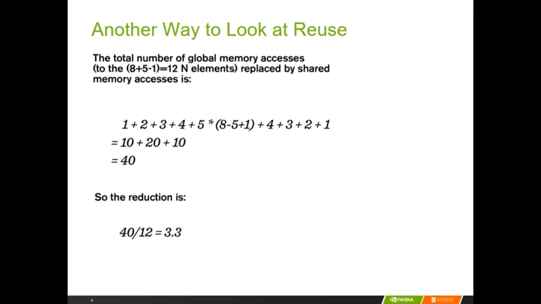So the total reduction is the 40 global memory accesses that were replaced by shared memory accesses divided by the initial 12 global memory accesses needed to bring these data into the shared memory, and this also gives us the number 3.3.